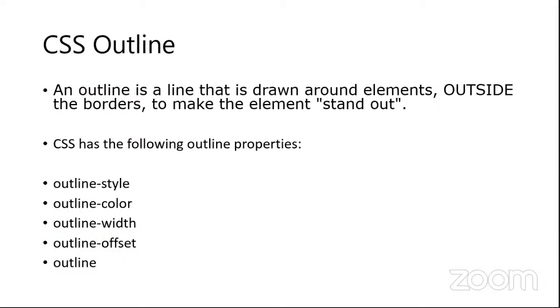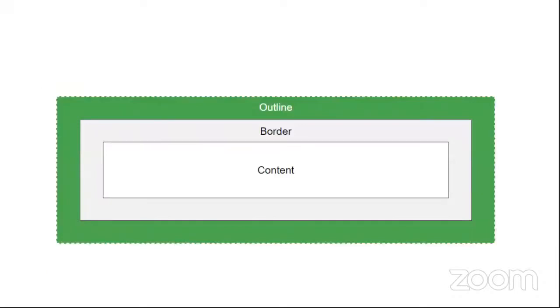Okay. So start with the CSS outline. An outline is a line that is drawn around the elements, outside the borders, to make the element stand out. So CSS has the following outline properties: outline style, outline color, outline width, outline offset, and outline as a shorthand property. So we will just review. You can see the middle section is for content, and above the content is occupied by the border, and above the border is the outline. So this is a sample of this style.